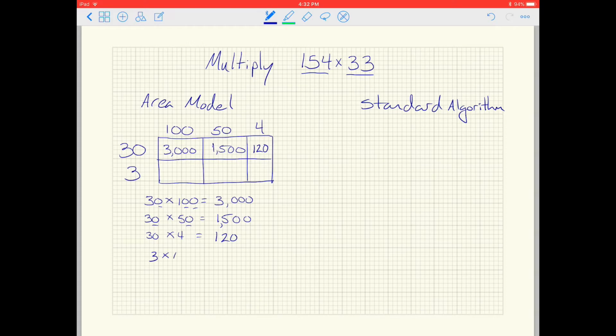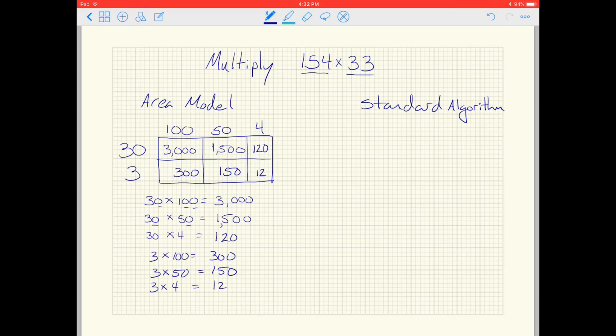Now I'll move down to the bottom. 3 times 100. 3 times 1 is 3, but 2 zeros, or 300. You probably knew 3 times 100 is 300. 3 times 50. 3 times 5 again is 15, but they're tens, so 150. And 3 times 4 is 12.